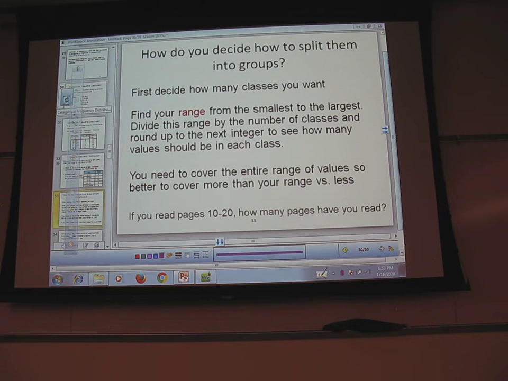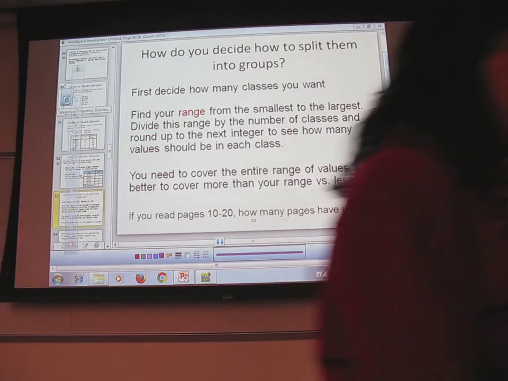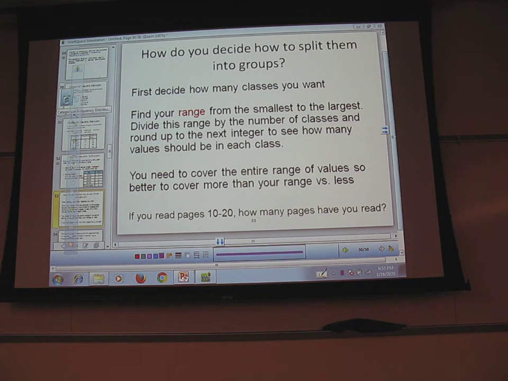Good. Yeah, perfect. So before we even start on that, let me ask you this. If we read pages 10 to 20, how many pages have you read? If your assignment is read pages 10 to 20. So the instinct is to say 10. But it's not. But like someone said, it's really 11. And we can prove that by counting 10, 11, 12, 13, 14, 15, 16, 17, 18, 19.